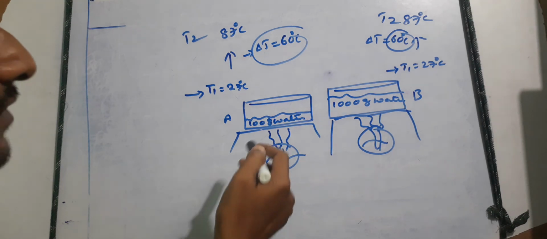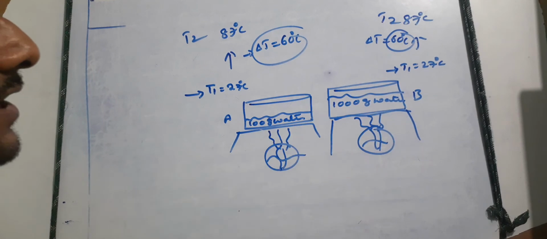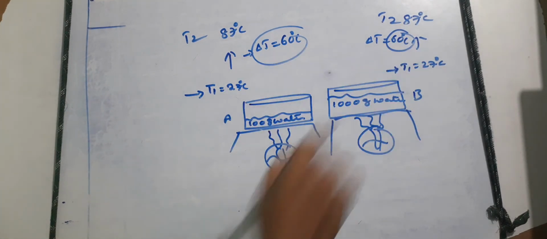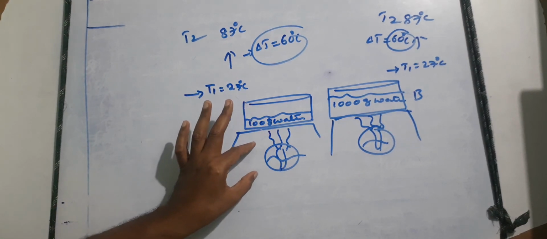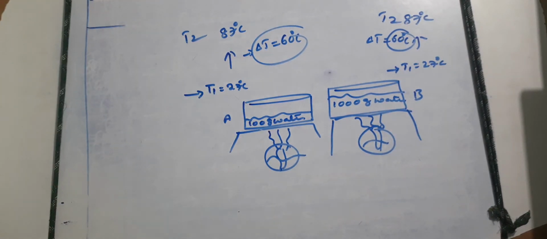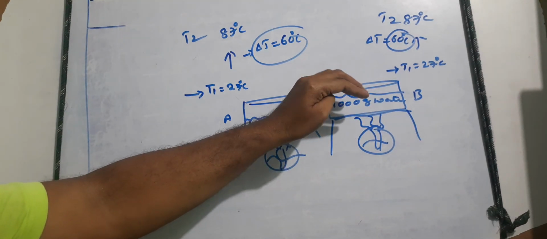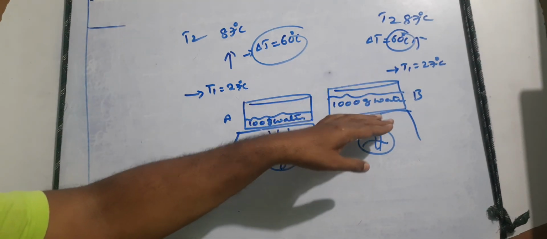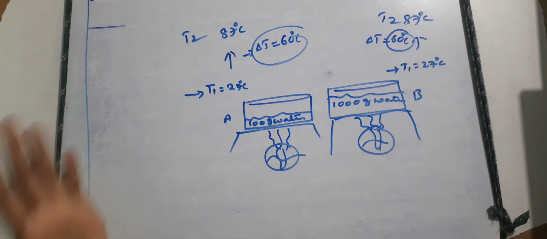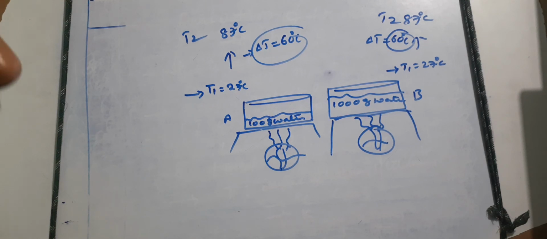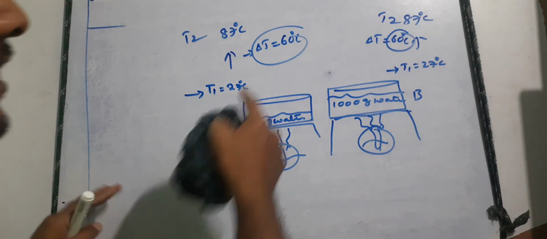The reason for this is that the mass of A is lower and the mass of B is higher for the same change in temperature. So when the mass of a substance is lower, the heat required to raise its temperature is smaller. For a higher mass of substance, the heat required to raise its temperature is higher. As the mass of a substance increases, heat absorption also increases. As mass decreases, heat absorption also decreases for a constant change in temperature.